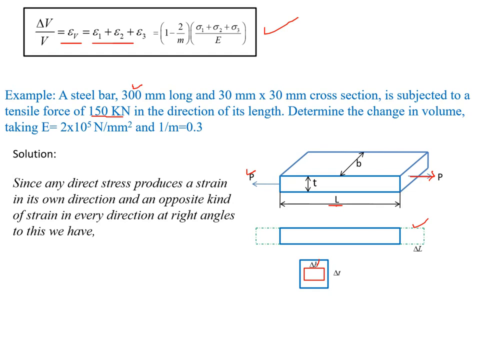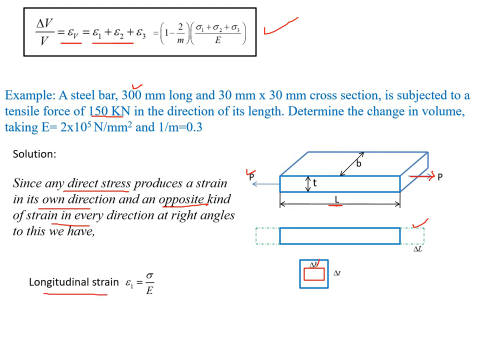So this is the same thing we already discussed. Any direct stress produces a strain in its own direction, and the opposite kind of strain will be produced in every right-angle direction. So first we have to determine the direct strain in the direction of its length, that is the longitudinal strain.